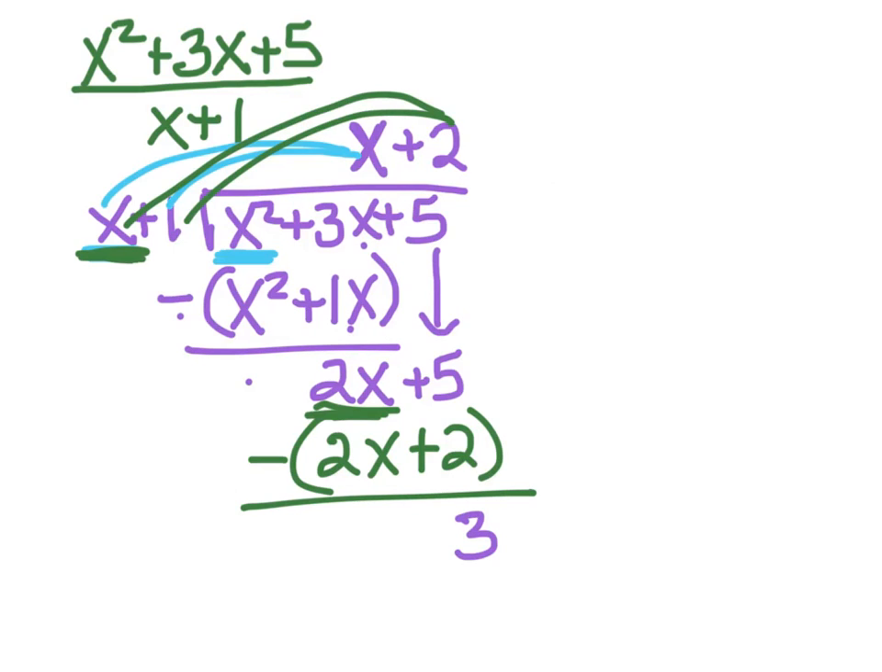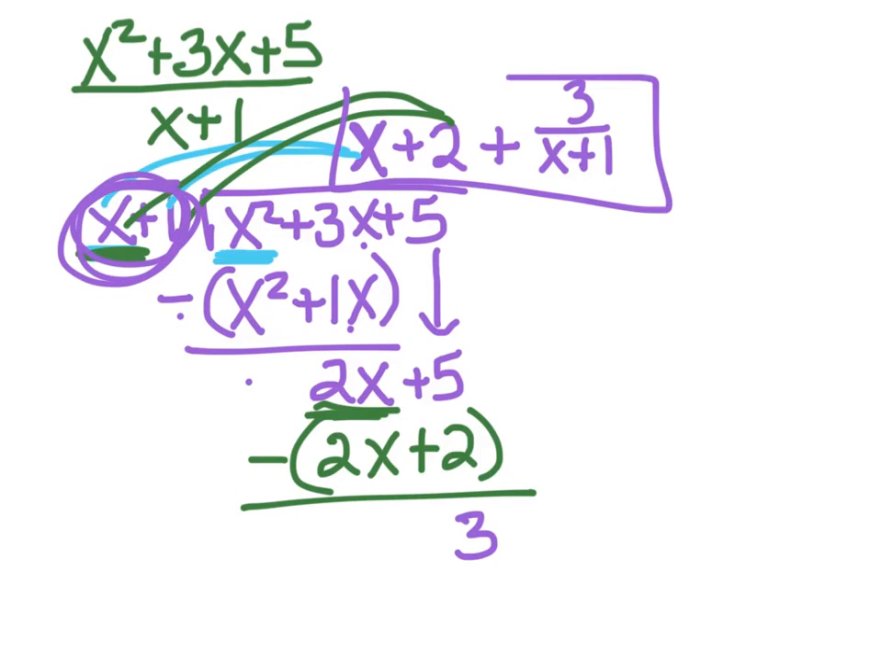Alright, so the 3, that's our remainder. But we don't put remainder 3 because we're not in 3rd grade. We're going to put plus 3 over x plus 1. That x plus 1 I got from here. Alright, so that's how you divide polynomials.